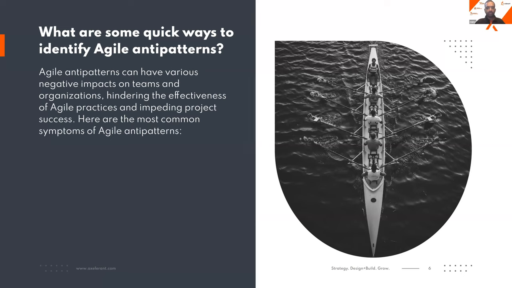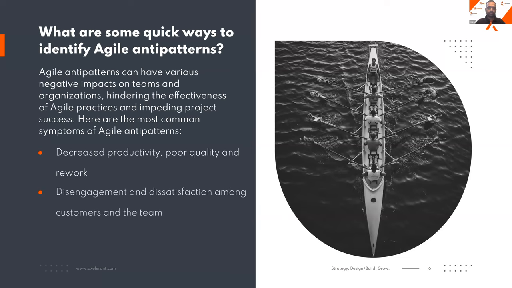Other symptoms are decreased productivity, work quality, lots of rework, disengagement, and dissatisfaction among all the stakeholders, customers, and team. And in the end, this is impacting our budget, timelines, and many other things which we'll be talking about. The last symptom is that we are having less flexibility, less adaptability. We are going rigid. These are all quick symptoms which you can identify. Let's move to our next slide.